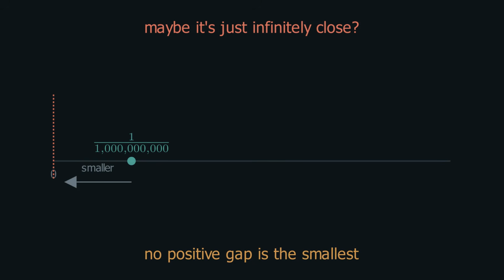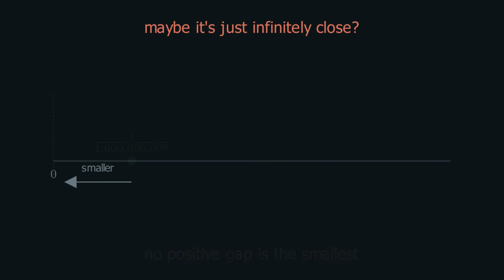Numbers that small, infinitely small, do exist in other systems mathematicians have built. But the everyday real numbers are not one of them, and 0.9 repeating is an everyday real. So the gap is exactly 0.